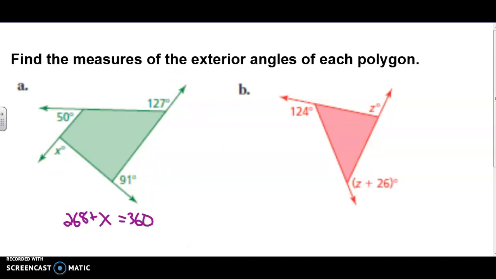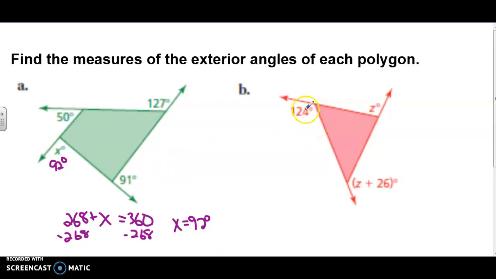Now to finish this off, I just subtract 268 from both sides to isolate the x value, and I get x equals 92 degrees. The question says find the measures of the exterior angles of the polygon. They already give you these 3, and the fourth one is just x, so this one is just 92 degrees. If it was like 2x or something, then I'd have to multiply it by 2, but it's just x, so I've already found the exterior angle by following what x is.